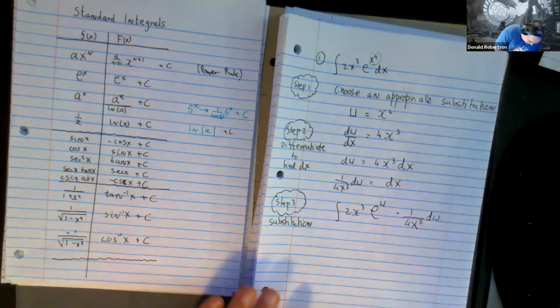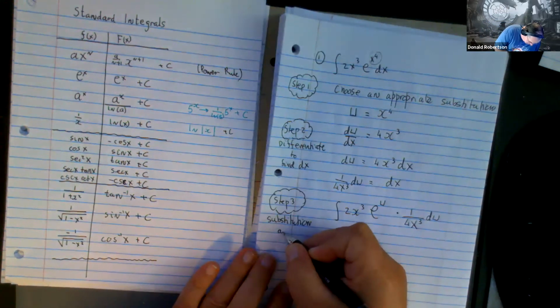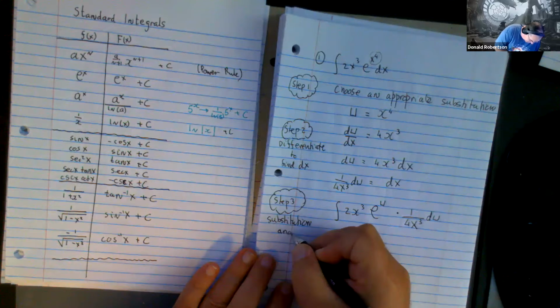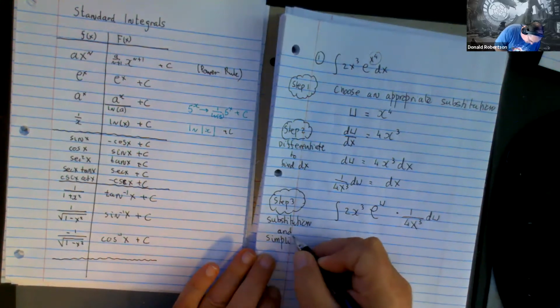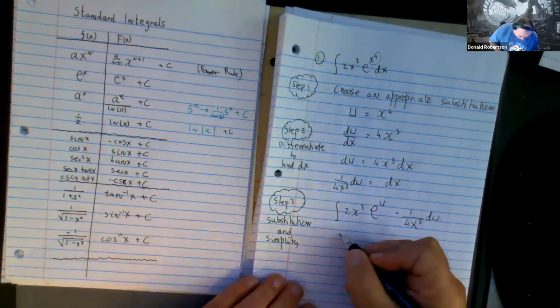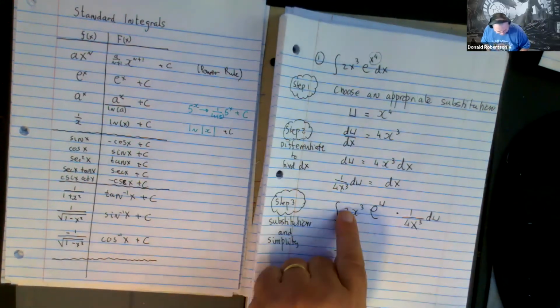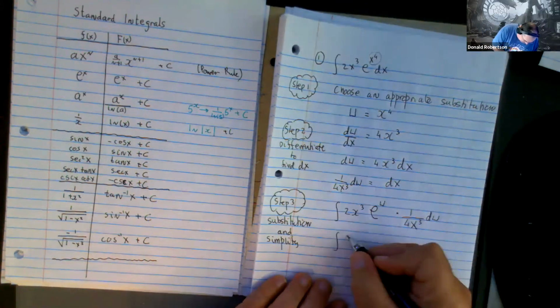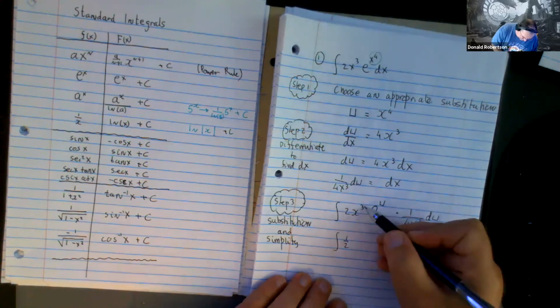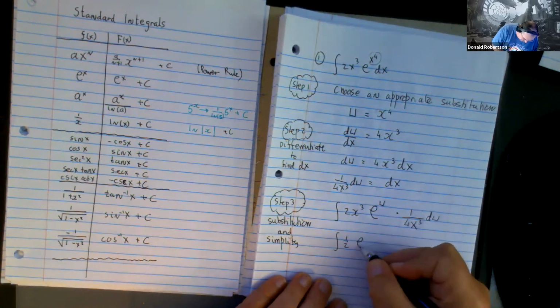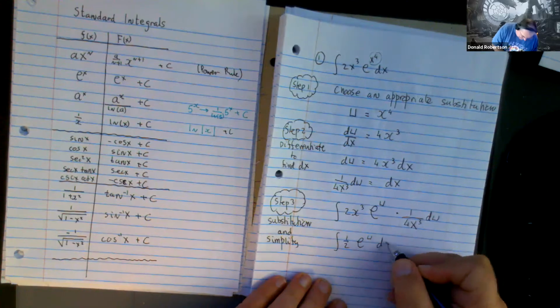And after you do the substitution, so you do substitution, and then you simplify. And let's see what happens when we simplify. The 2 on the top, the 4 on the bottom gets me a half. The x cubes cancel out, and I am left with that guy.